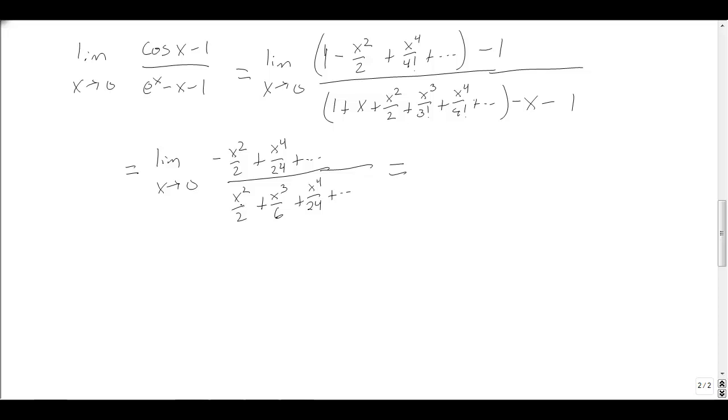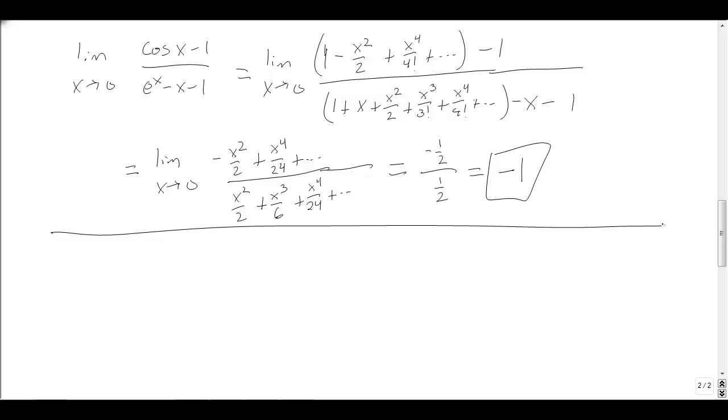And it's going to be the lowest degree terms that dominate here because x is going to 0. So you'll get a negative 1/2 over 1/2. This will go to negative 1. Okay, and again, you could do L'Hopital's rule here maybe a couple times and see if it works out, but you can use this series as well.